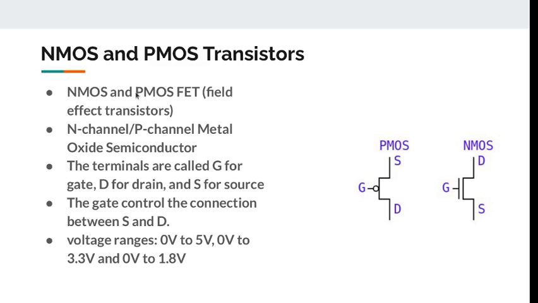There are two main types of CMOS transistors: the NMOS and the PMOS transistors. So the N-channel and P-channel metal oxide semiconductor, those are the types of transistors that we have. But basically what I want you to remember is that PMOS has this bubble that we put on the gate, and the NMOS doesn't have it, so it's flat.